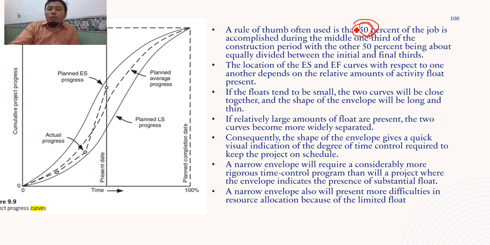A rule of thumb often used is that 50% of the job is accomplished during the middle one-third of the construction period. So let's say we divide into three. The middle one-third is 50%. So 50% of the project needs to be completed here. Another 25% here in the final third, and another 25% here in the first third of the project.